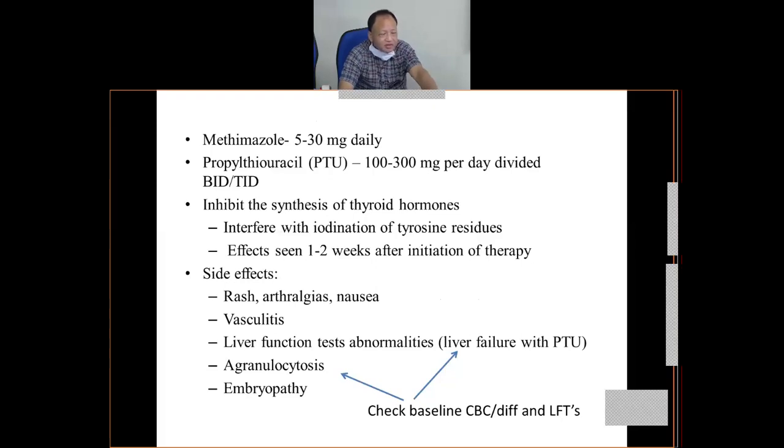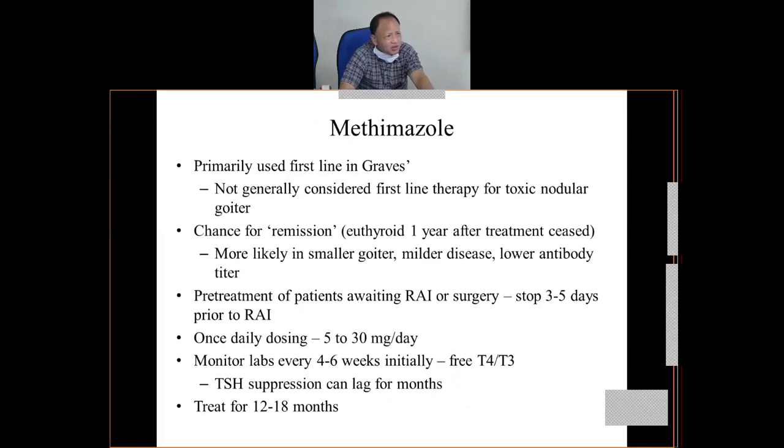If you're giving methimazole or carbimazole, then usually we do hemoglobin, TSH, and DLC. But if the patient is getting PTU, we have to check the liver function test. Methimazole is primarily used in Graves' disease and is not considered first-line therapy for toxic nodular goiter. Remission, meaning the patient becomes euthyroid with normal thyroid function, is expected 1 year after treatment ceases, and is more likely in smaller goiter, milder disease, and lower antibody titer.